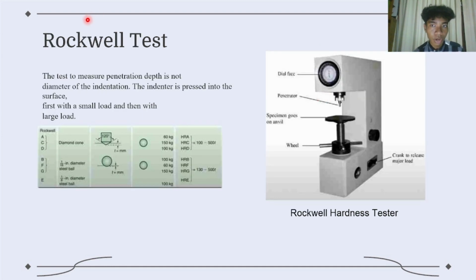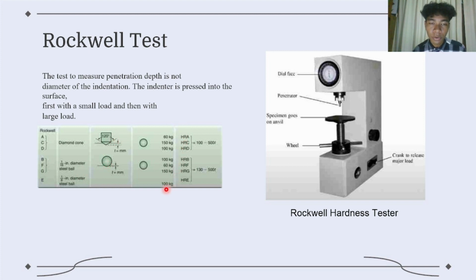And the second is Rockwell test. The Rockwell test is the test to measure the penetration depth, and it's not the diameter of the indentation. The indenter is pressed to the surface, first with a small load and the second with a large load. The first load is the diamond cone, and the second is the steel ball with diameters. First is 1 per 16 inch, and the second is 1 per 8 inch.